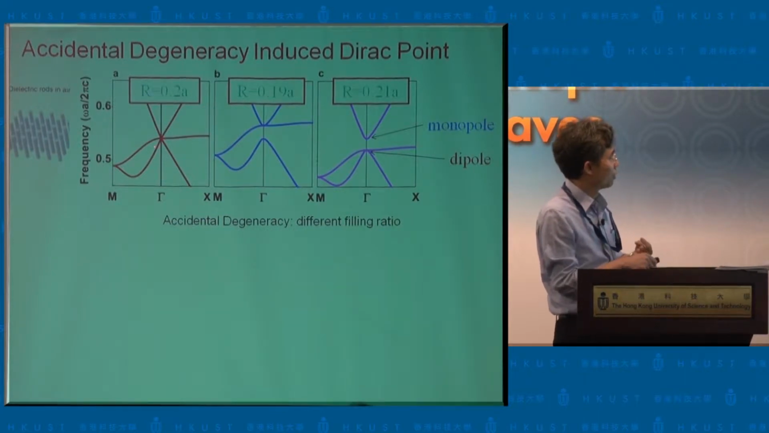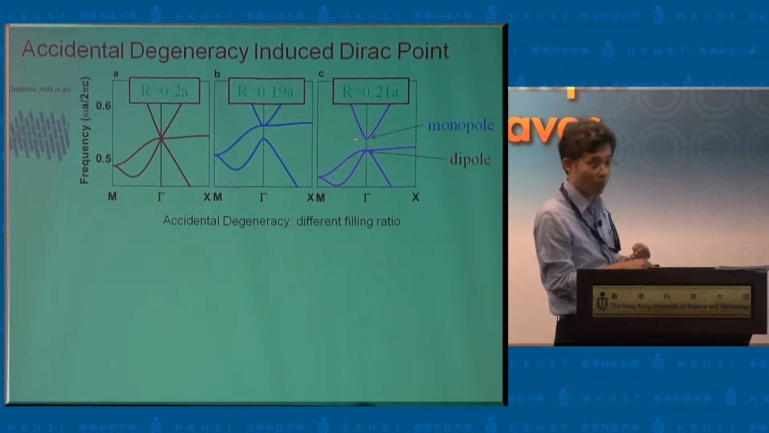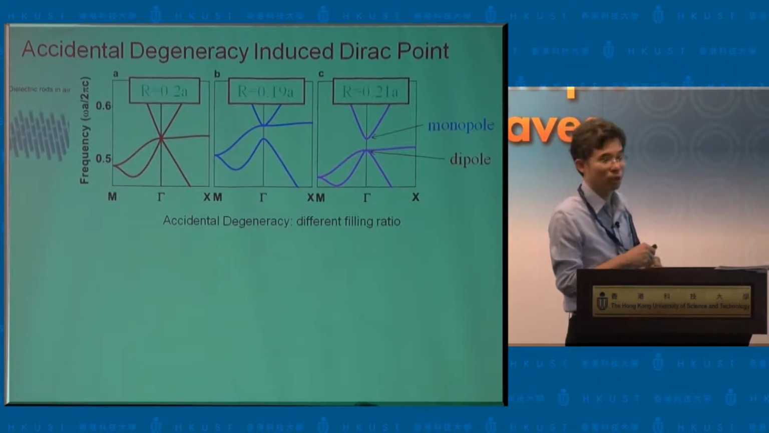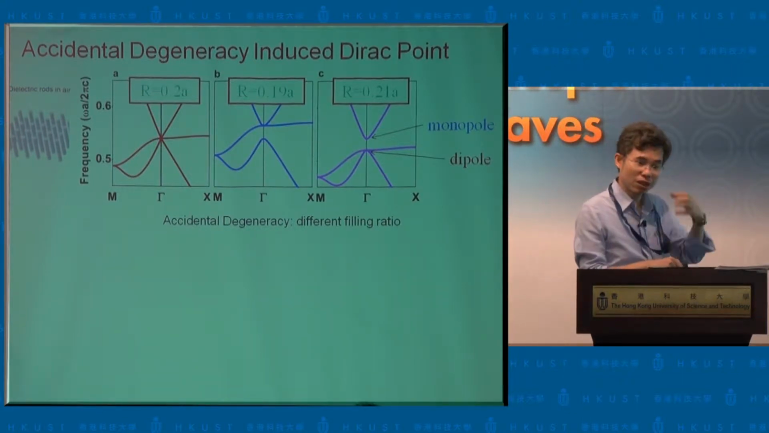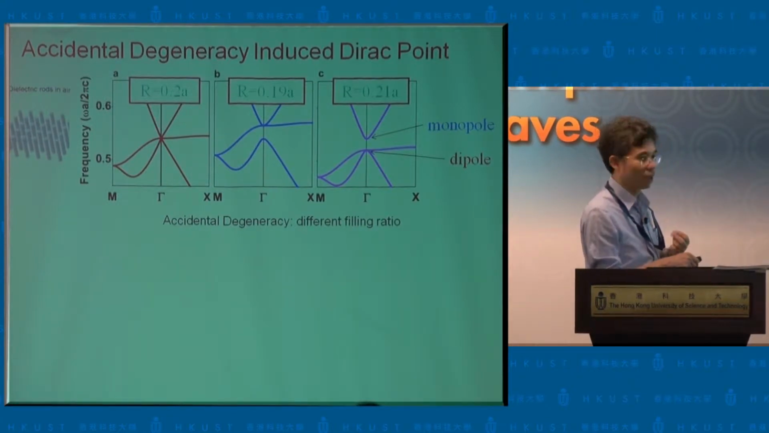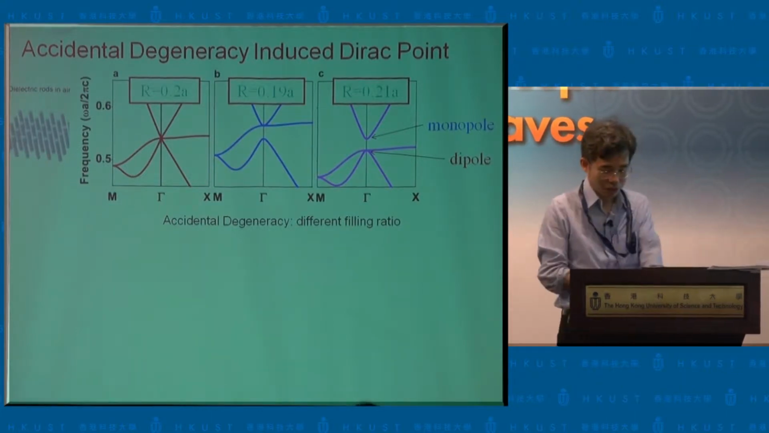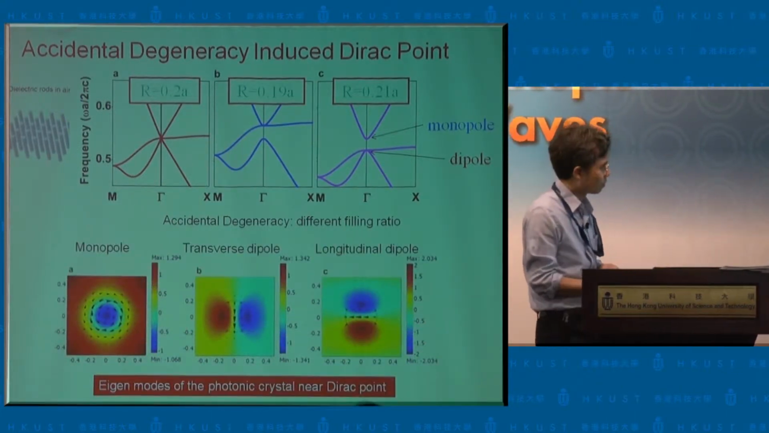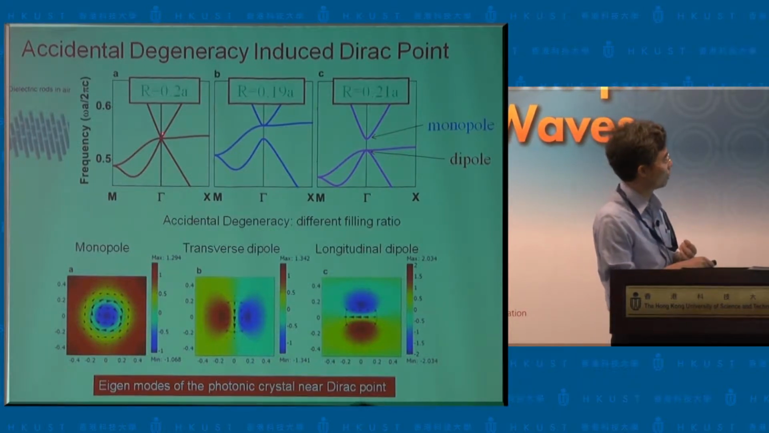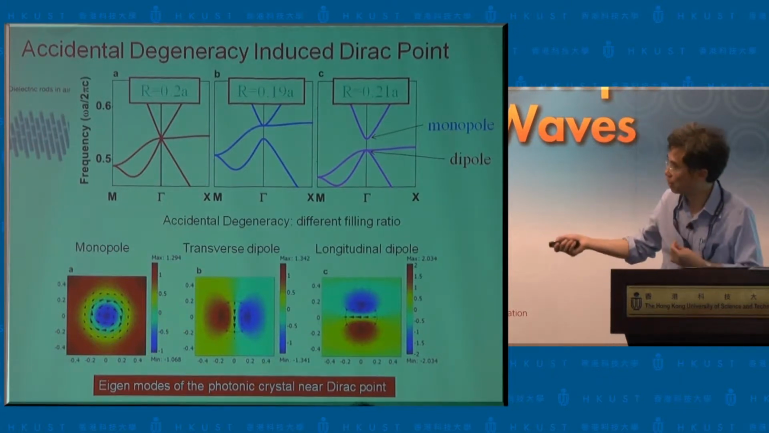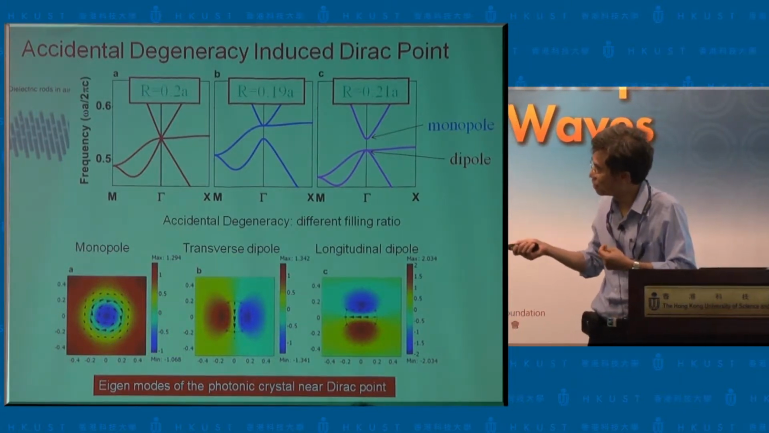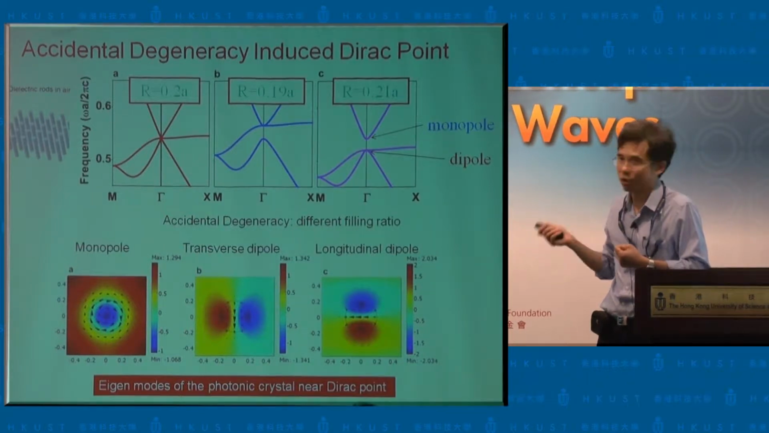But if that happens, something interesting occurs, because normally the bands will be parabolic at the zone center, k equals 0. But if you have accidental degeneracy, then the bands become linear. In fact, it can be shown analytically that these linear bands generate Dirac-like cones, and these in fact generate a cone. And just to give you some visual image of the states, if I look at the states near the zone center, you can see that the states in fact have monopole and dipole character. Okay.